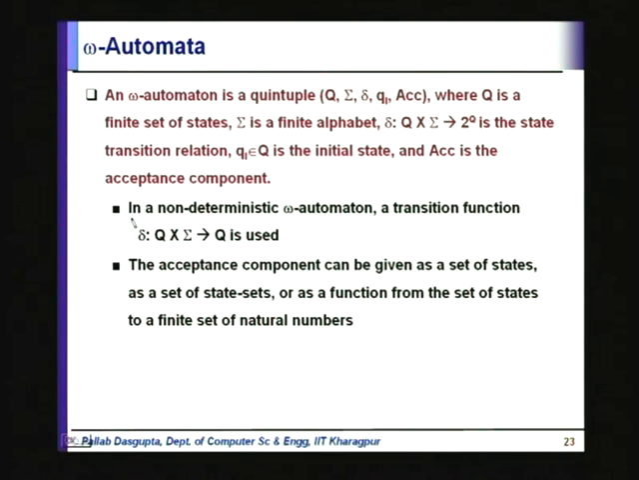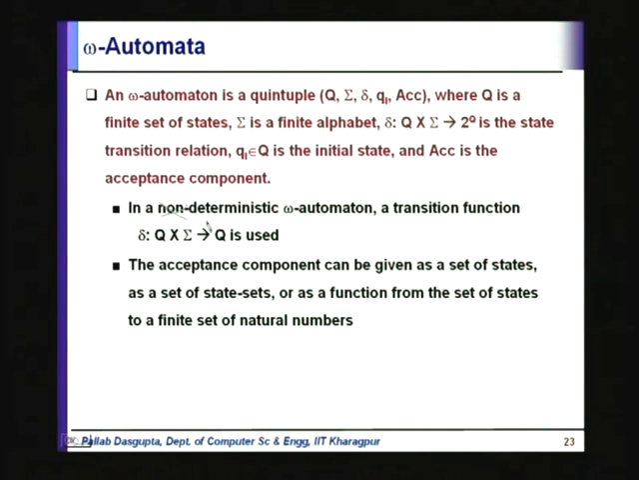In a, sorry, this is a typo. In a deterministic omega automaton, this should be deterministic, a transition function Q cross sigma to Q is used. So please read this as deterministic. It's just written the opposite way around. The acceptance component can be given as a set of states, as a set of state sets, or as a function from the set of states to a finite set of natural numbers. We will see examples of this.